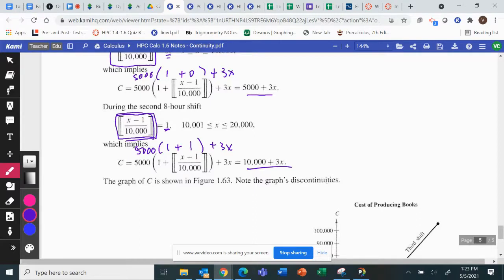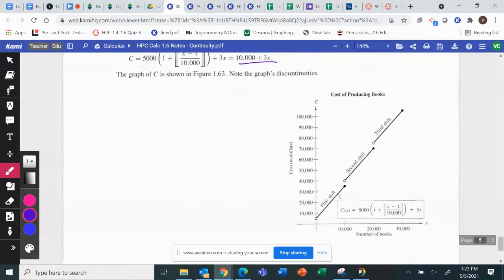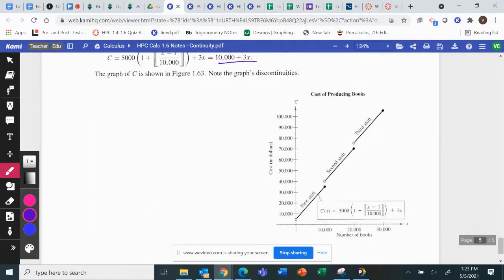So if we were asking about the continuity of this, let's note the graph's continuities. How could we describe the continuities? Christopher, what do you think? Okay. Starting where? Just like 10,000, 20,000, 30,000. Is that what we mean by multiple? Yeah.